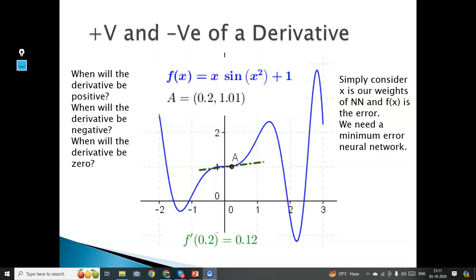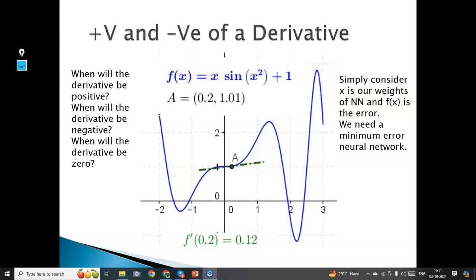My name is Rajagopal. In this video, we are going to see the positive and negative of derivative, because the positive and negative of derivative is very important in neural networks. So we will see what is the impact of positive and negative of derivatives and what is positive and negative of derivatives. Okay. First, we will take a function f of x equal to x sine x square plus 1.